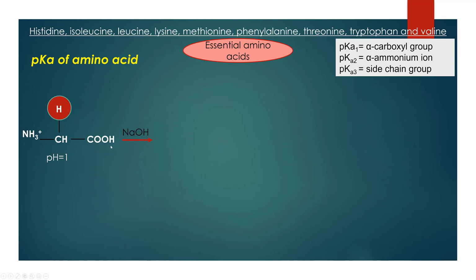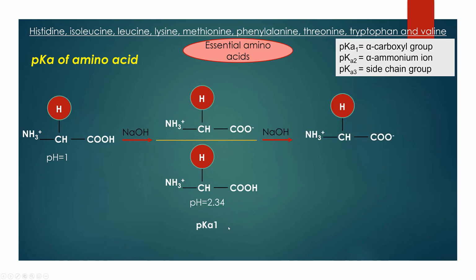When we add NaOH to the solution of glycine, what happens? There is a state at which half of the carboxyl groups of the glycine dissociate their hydrogen in the solution while half retain it. This state is known as pKa1. It happens in glycine at pH 2.3. So pKa1 is because of the alpha carboxyl group.